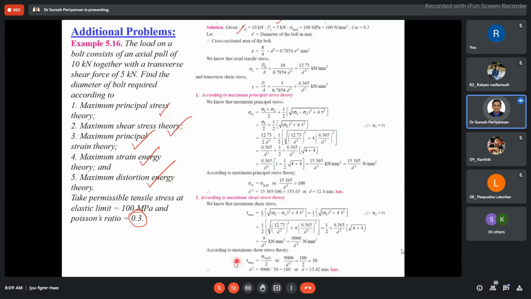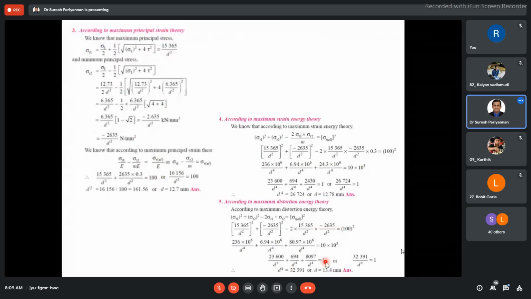Then, in the shear stress theory, the left hand side is tau max in terms of diameter squared, equal to 50 megapascals permissible shear stress. Then we find the diameter of the bolt. Similarly, we use the maximum principal strain theory. This is the maximum principal strain theory concept.